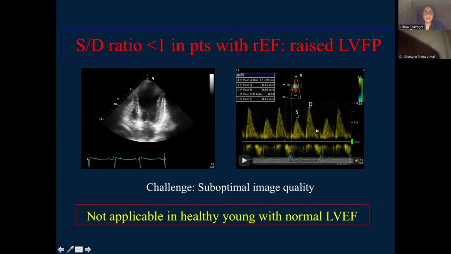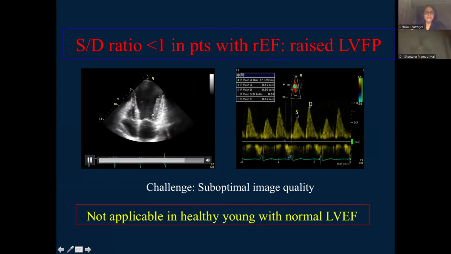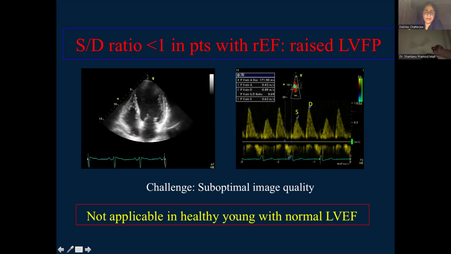The ratio is altered, so the ratio is less than 1. But it is again a challenge, with suboptimal image quality. In this particular case with reduced ejection fraction, I'm getting this pattern. But remember, this is not applicable in healthy young people with normal LVEF.